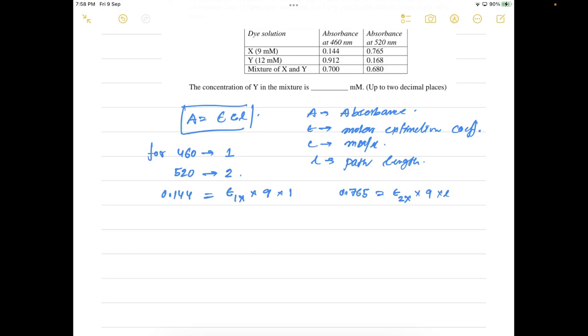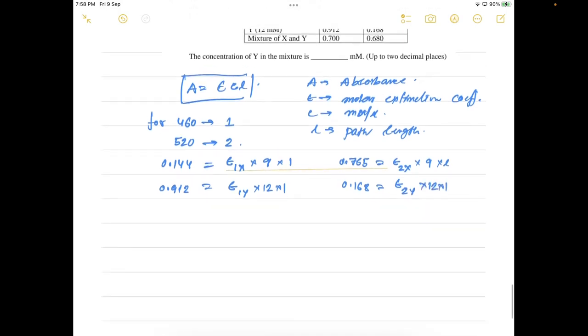Like this, we can construct the equations for the Y dye: 0.912 equals epsilon 1y times 12 times 1, then 0.168 equals epsilon 2y times 12 times 1.